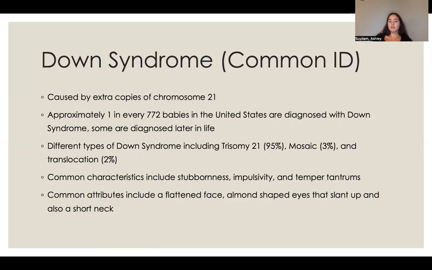Different types of Down syndrome include trisomy 21, that includes 95% of people with Down syndrome, mosaic, which is 3% of people, and translocation, which affects 2% of people with Down syndrome. Common characteristics include stubbornness, impulsivity, and temper tantrums, and common attributes include a flattened face, almond-shaped eyes that slant up, and also a short neck.